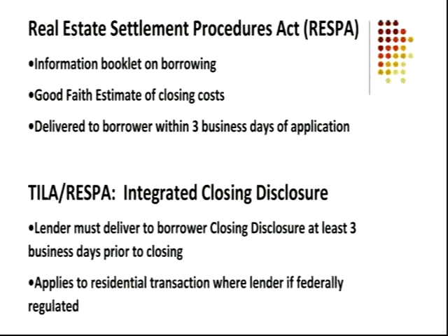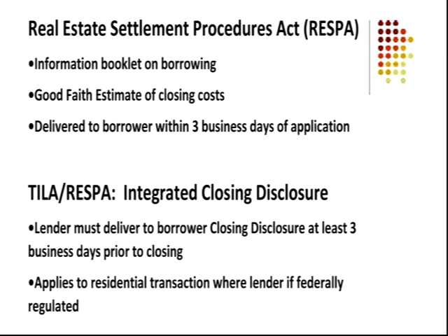The Real Estate Settlement Procedures Act has rules that require lenders first to deliver to borrowers an information booklet on borrowing. In addition, they have to deliver to borrowers a good faith estimate of closing costs. Now, this has to be done within 3 business days of application.